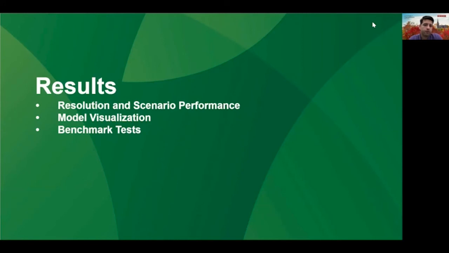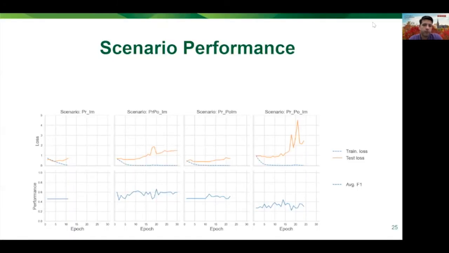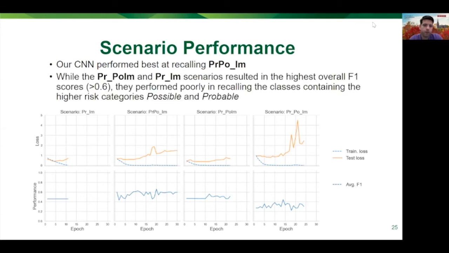Now we'll dive into the results and show you how our model performed overall. This graph tells us what the average F1 score is compared across all 4 scenarios. We can see that the probable, possible, improbable case, where we group probable and possible together, performed best across the 4, and similarly the loss, which is the percent error of the model.